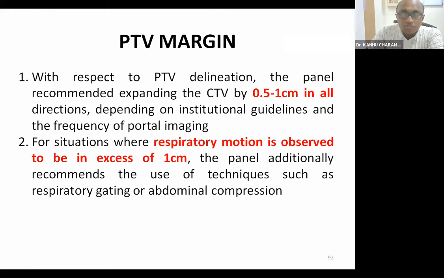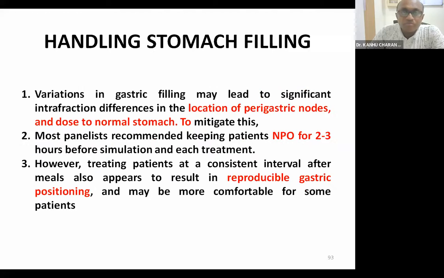If respiratory motion is observed to be in excess of 1 centimeter, the panel additionally recommends the use of techniques such as respiratory gating or abdominal compression. I don't prefer them in the esophagus, but if you are using them, you can use a smaller margin, but at least 0.5 to 1 centimeter margin you should give.